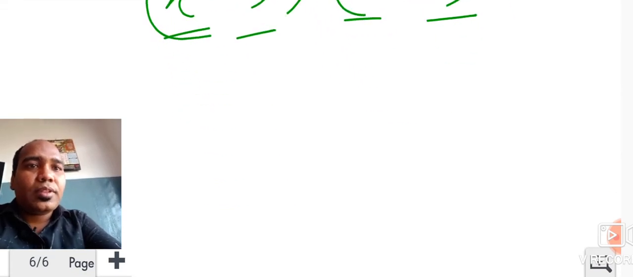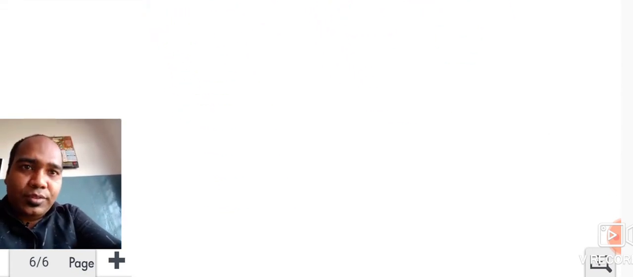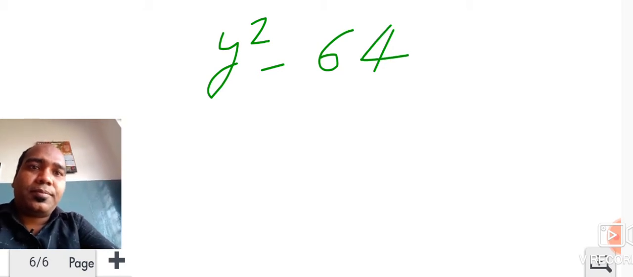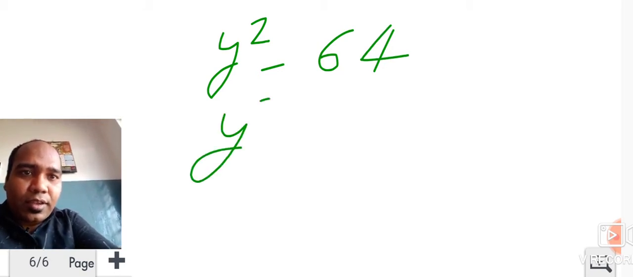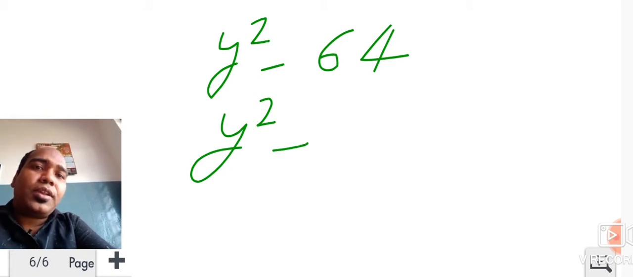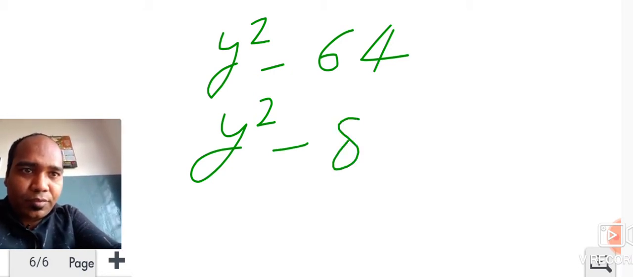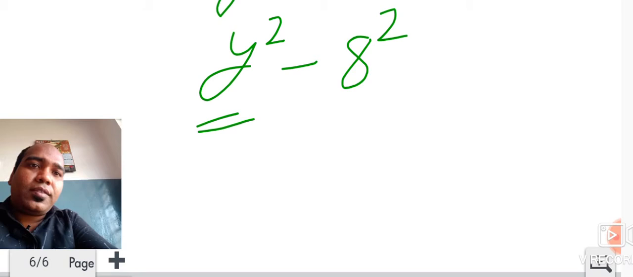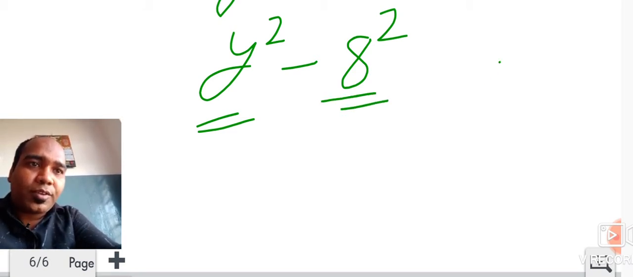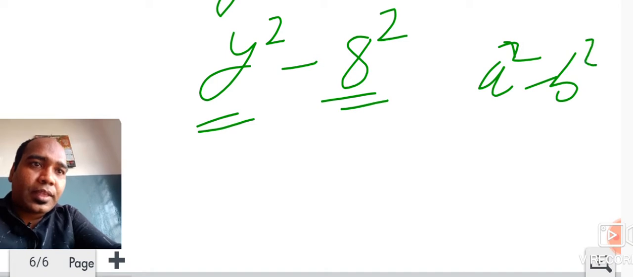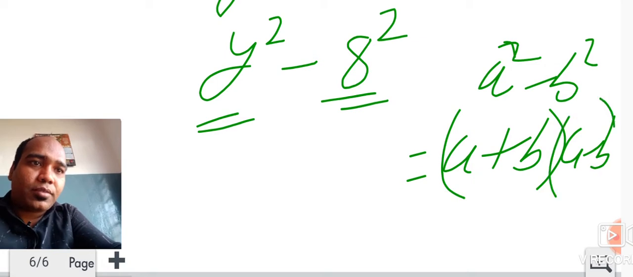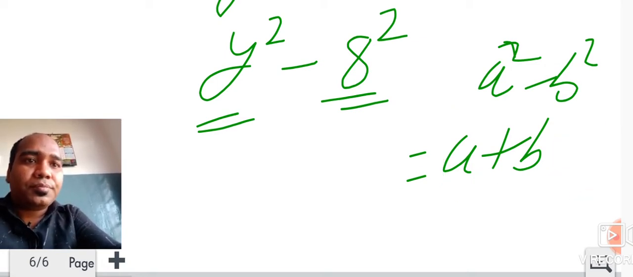Got it? Another question if I give you, suppose y square minus 64. So again we can write y square minus 64 in the form of a square. 64 is the square of which number? 8 square. So now we have y square minus 8 square. It is in the form of a square minus b square or not? Again, what is the formula of a square minus b square? a plus b into a minus b. Okay, so we will write here also.